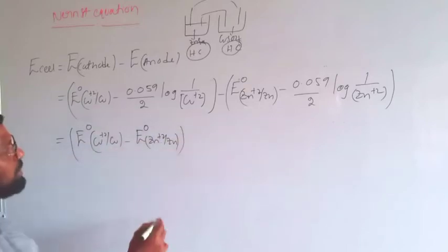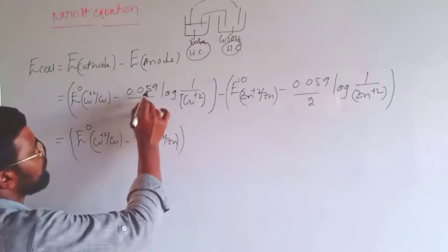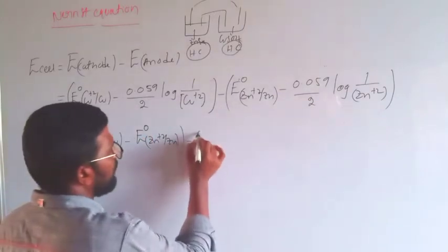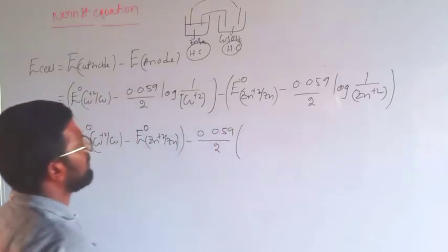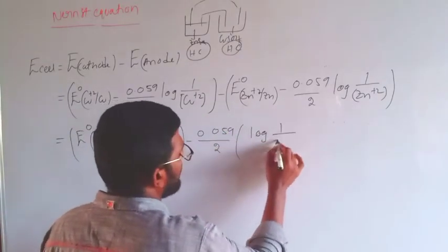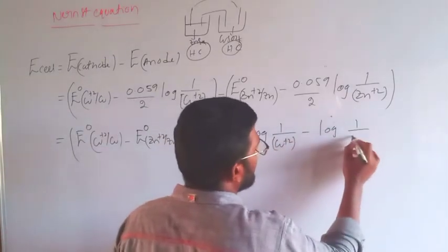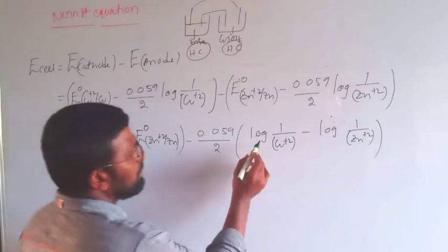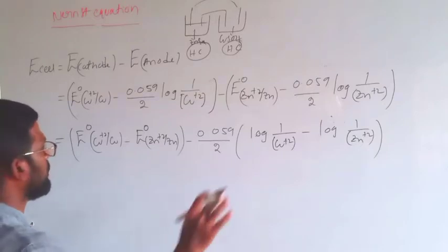Okay, this is taken as common. Here minus 0.059 by 2 is there in each term, so it can also be taken as common, minus 0.059 by 2. If we take this as common, then the remaining part is log 1 by Cu plus 2 concentration minus log 1 by Zn plus 2 concentration. Here it can be seen like log A minus log B. Log A minus log B can be written as log A by B.